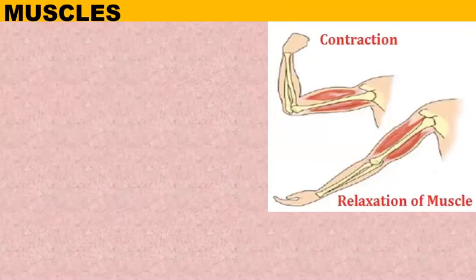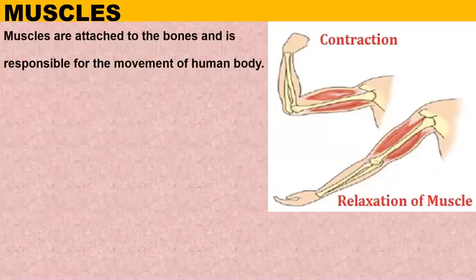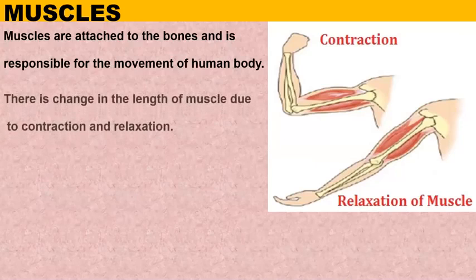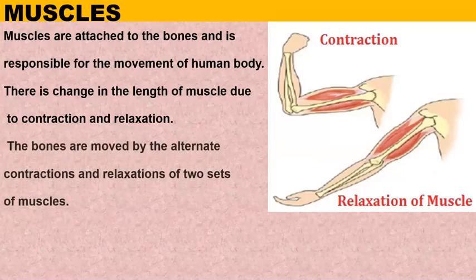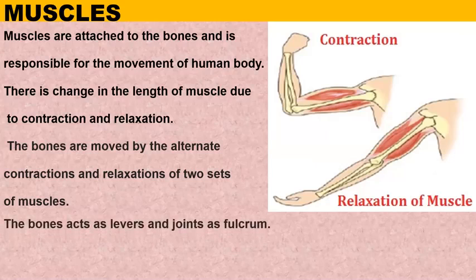Let's talk about muscles. Muscles are attached to the bones and are responsible for the movement of the human body. There is a change in the length of muscle due to contraction and relaxation. Muscle is the fibrous tissue in the body that has the ability to contract. Muscles are attached to the bones of our skeleton through strong fibers called tendons.